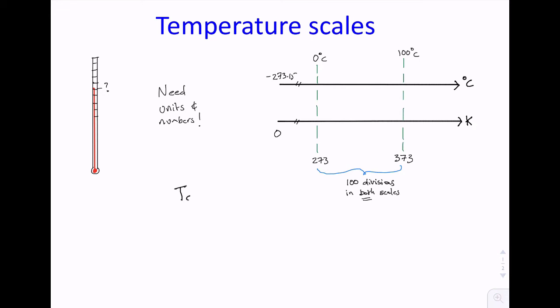So translating between the scales is easy. The temperature in Celsius equals the temperature in Kelvin minus 273.15. And of course the inverse, the temperature in Kelvin equals the temperature in Celsius plus 273.15. It's easy to remember, Kelvin should always be the higher number. And most of the time we just use 273 and drop the 0.15.